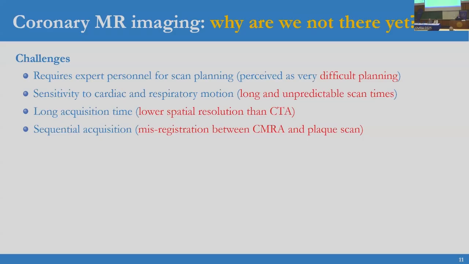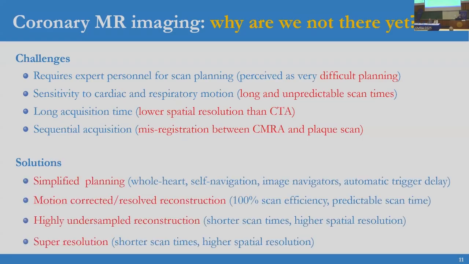And also, as I said, if we do sequential acquisition, this can lead to misregistration between the CMRA and the plaque scan. Now, solutions are to do simplified planning. So basically, run a whole heart sequence with either self-navigation, image navigators, or automatic trigger delay, including motion correction or motion resolved reconstruction, achieving 100% scan efficiency and thereby predictable scan times.